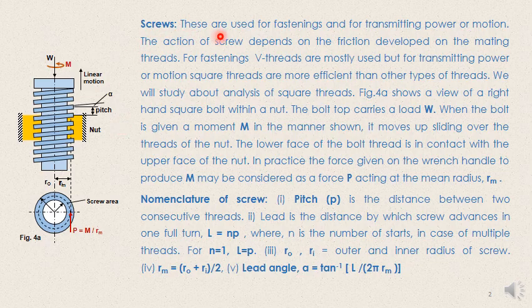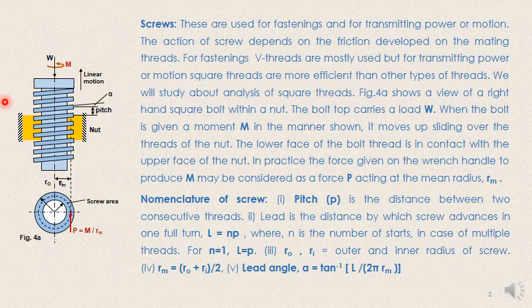So the screws are used for fastening and transmitting power or motion. The action of screw depends on the friction developed on the mating threads. For fastening, V threads are mostly used, but for transmitting power or motion, square threads are more efficient than other types of threads. So in these examples, we will study only the analysis of square threads.